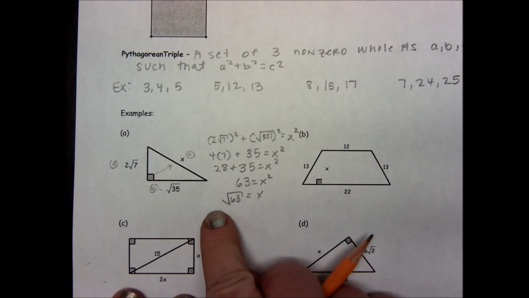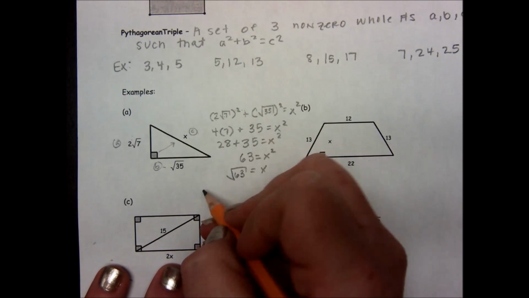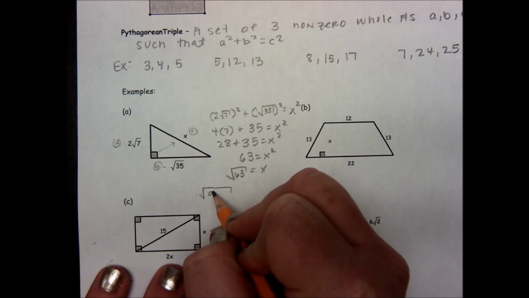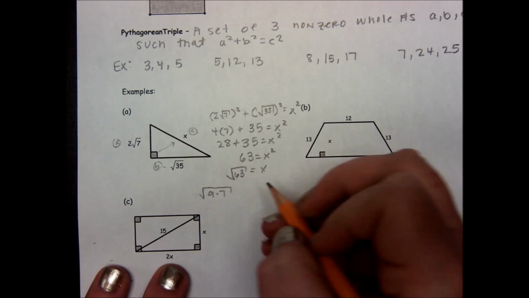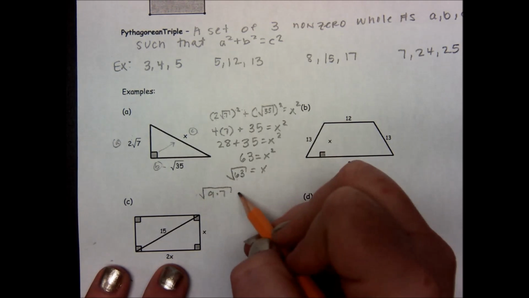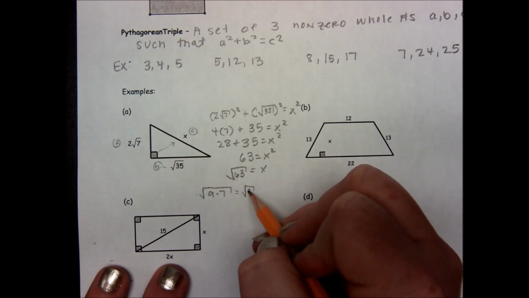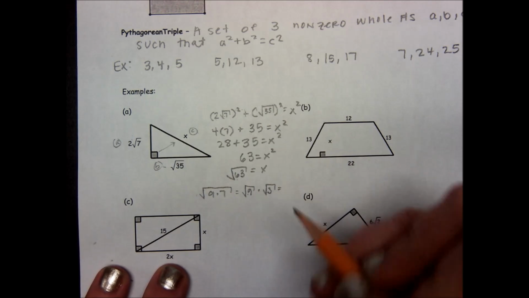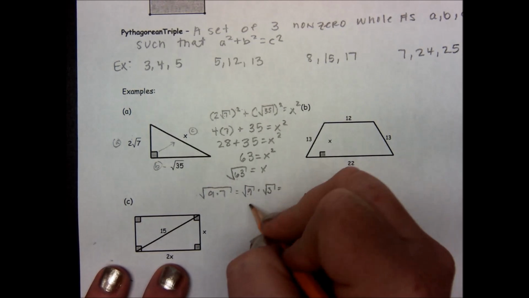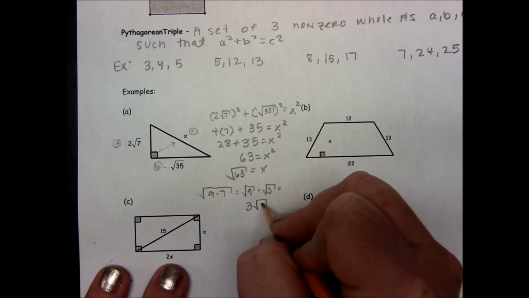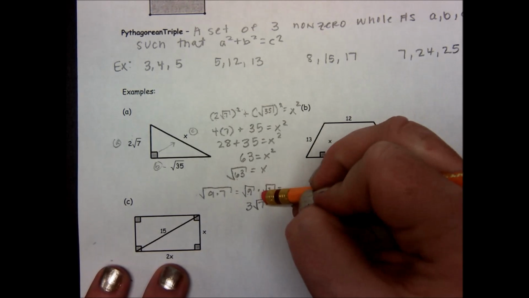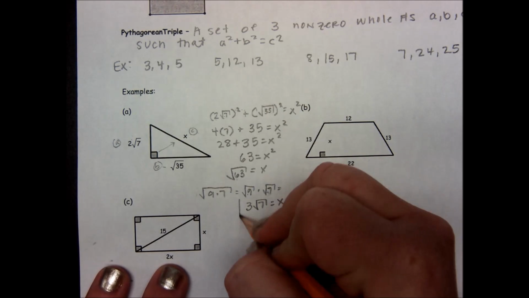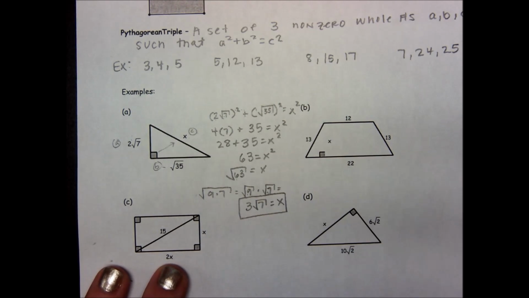And we do need to reduce the square root. So I know that 63 is the same thing as 9 times 7. And I can take the square root of 9, and the square root of 9 is 3. So this would be 3 square root of 7. So x is equal to 3 times the square root of 7.